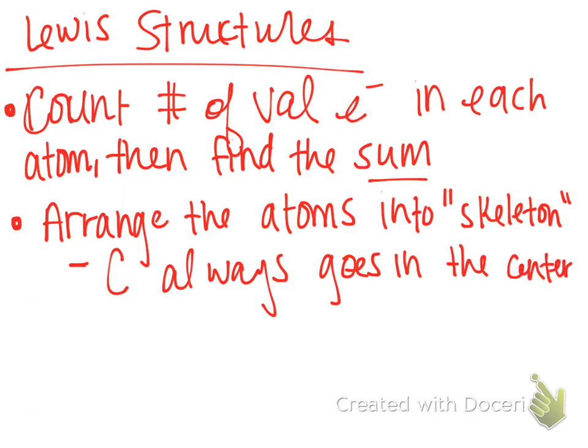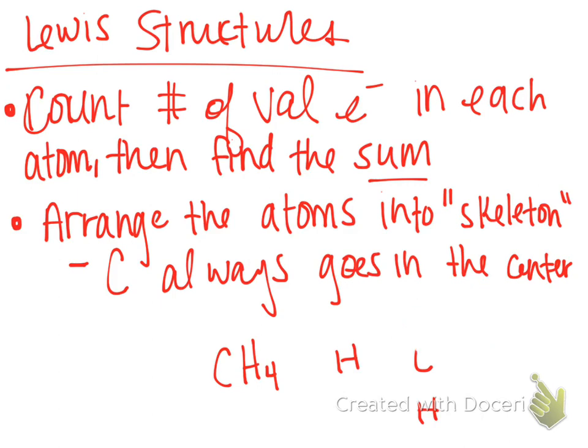Okay, so this is what we're talking about. If we had CH4 and I wanted to draw the Lewis structure, that's 1 carbon and 4 hydrogens. So I would draw carbon in the middle, and then I would draw hydrogens on each side of that structure. Does that make sense? That would be the skeleton of that compound. Okay, are we on the same page so far?